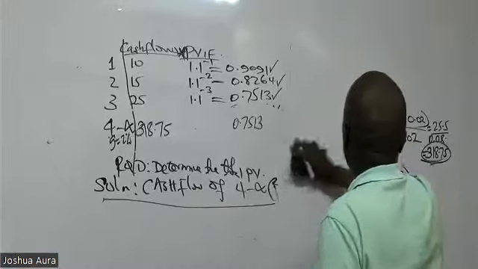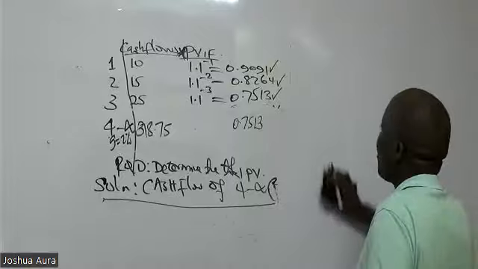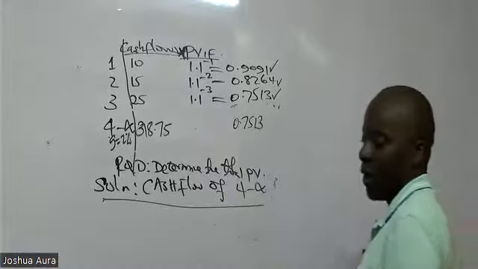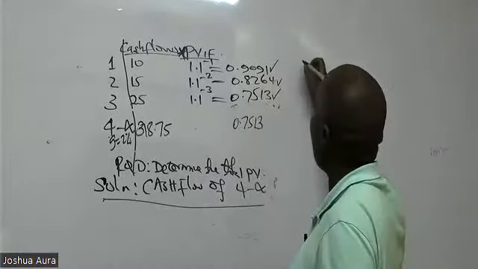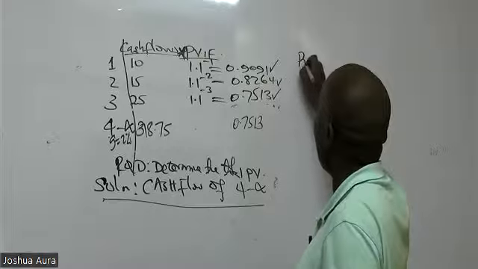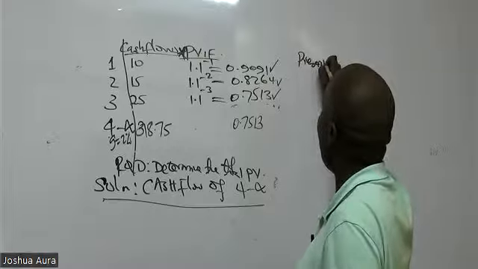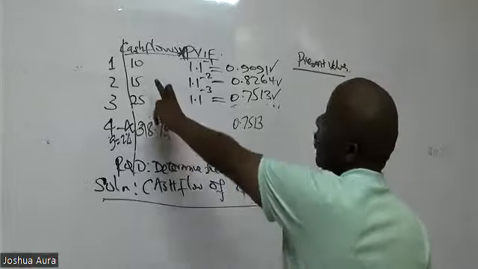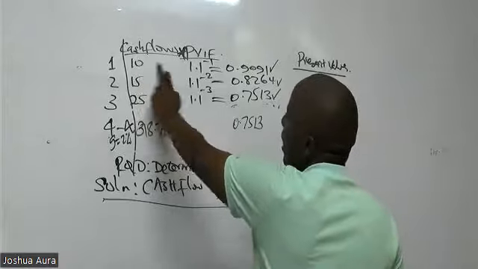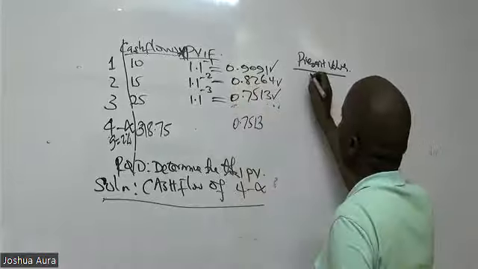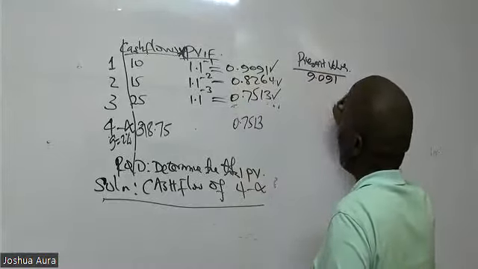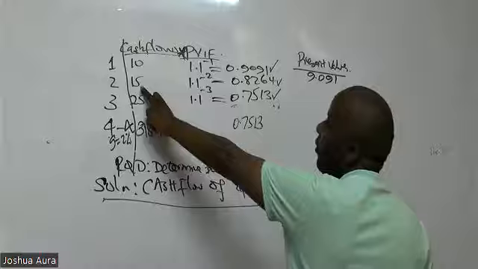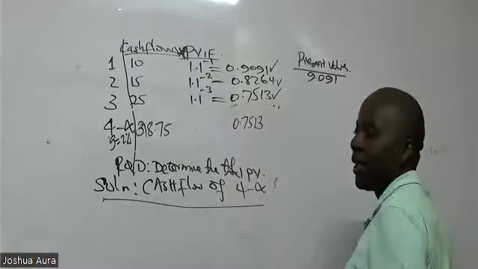Ladies and gentlemen, after that, would you be kind enough to come here and create a column for present values, or discounted cash flows. So we have here present value. The first one will be this cash flow times the PVIF, which in this case gives us 9.091.